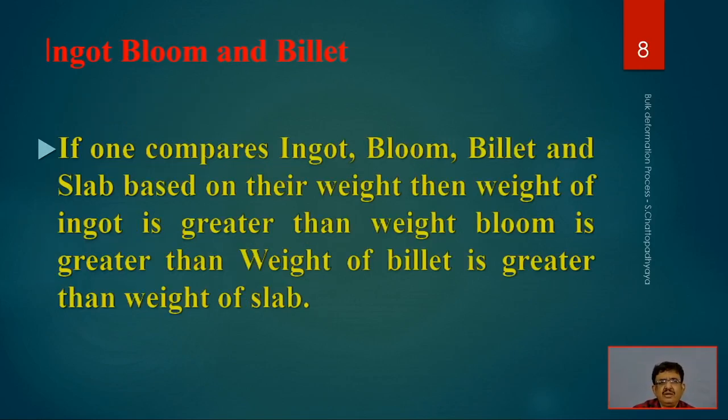So if one compares ingot, coming from the casting line, continuous casting line or steel plant, then bloom, billet, slab, based on their weight and dimensions: ingot is the biggest in weight, then bloom, then billet, and then slab. These are all primary input material for these metal forming plants.